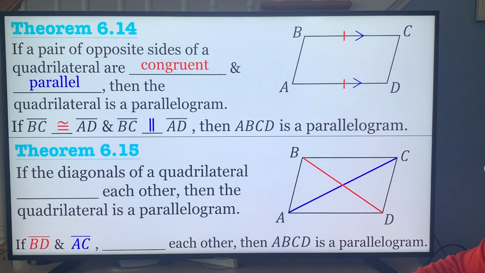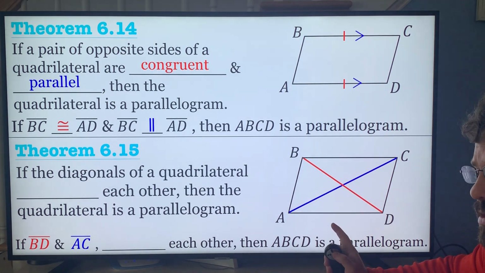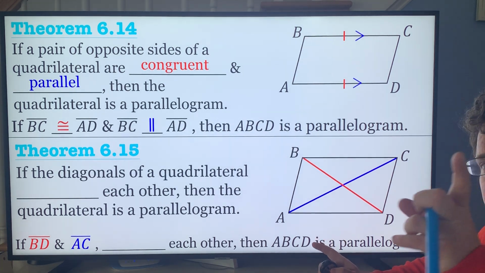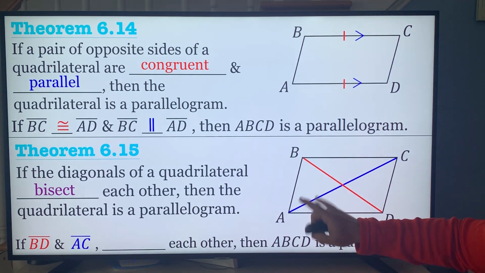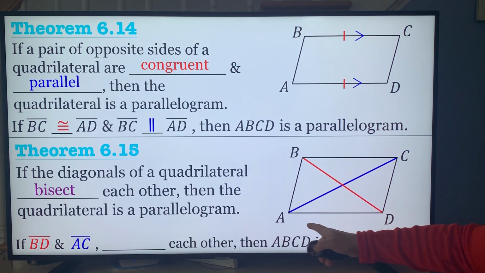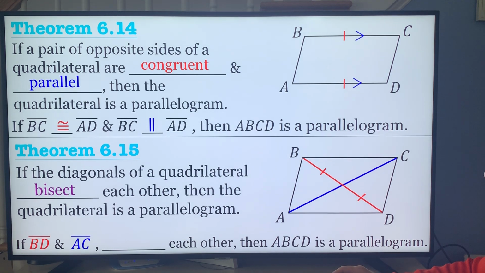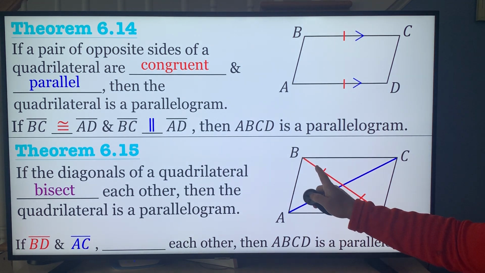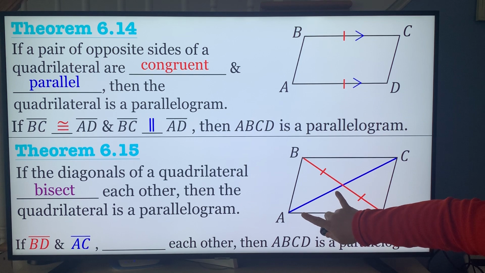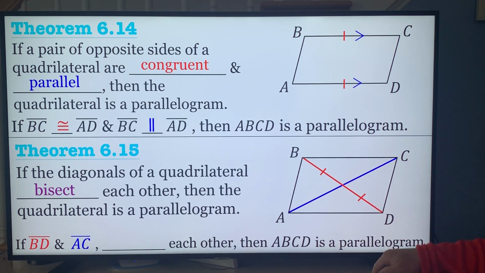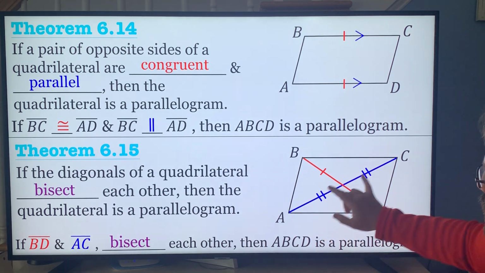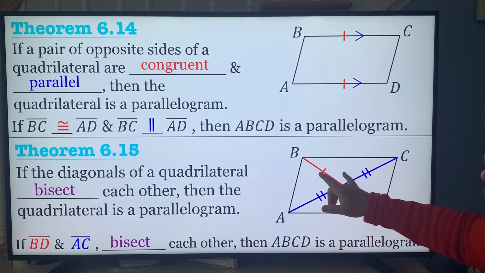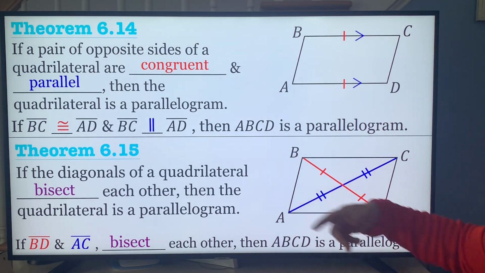Theorem 6.15: if the diagonals of a quadrilateral blank each other, what can they do to each other? They intersect each other, good. But what else? Bisect each other. That means they cut each other in half. So if BD and AC bisect each other, meaning this piece and this piece are equal, and these 2 segments are equal, then it is also a parallelogram. All you have to do is have these equal. In some cases, all 4 can be equal to each other, but that's okay because it's double bisection.